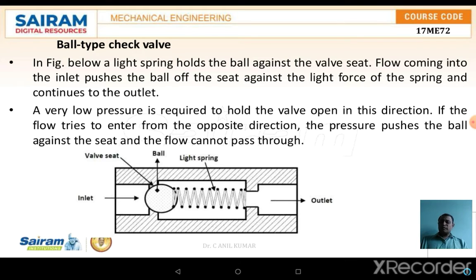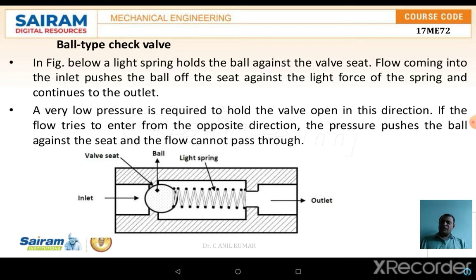The schematic diagram shows the ball type check valve. In the ball type check valve, a ball will be there, along with a spring. The spring will pressurize the ball towards the left side.